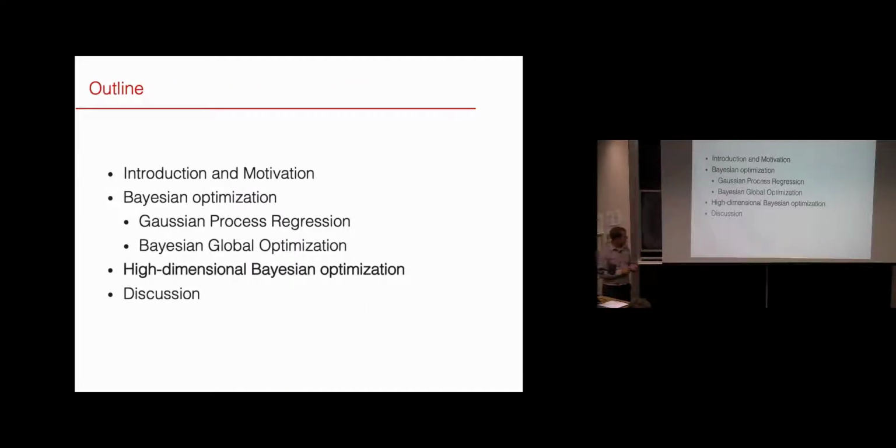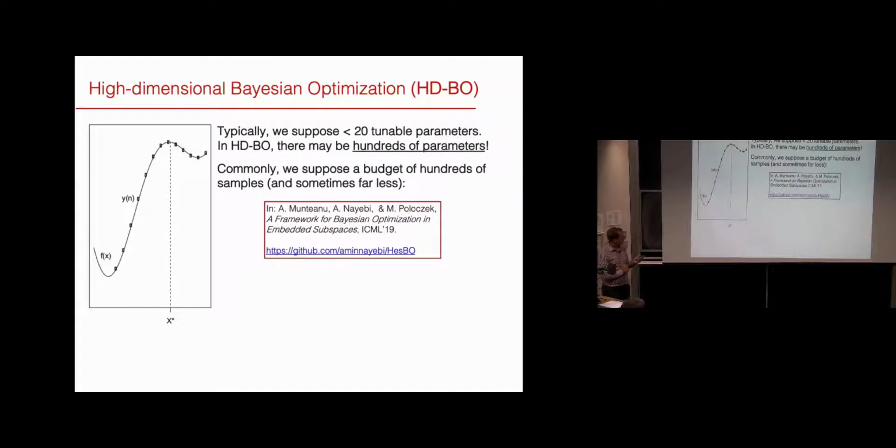So let me use the remaining 15 to 20 minutes to talk about high-dimensional Bayes-Opt. Here we make a slight twist. So far, most work on Bayes-Opt supposes that the number of parameters you want to tune is at most 20. That's a standard Bayes-Opt setting. Then most people believe it doesn't scale beyond that, right? 20 tunable parameters, that's it. If you have more than that, well, try something else. In high-dimensional Bayes-Opt, we suppose there might be hundreds of tunable parameters.